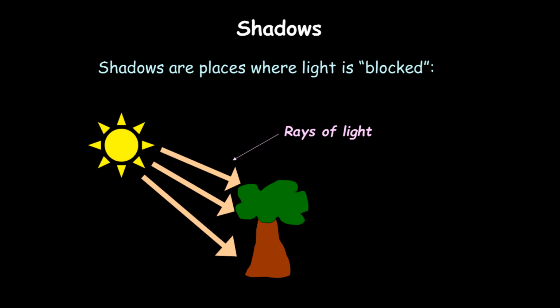Now come shadows. How are shadows formed? Definitely, shadows are formed where the light is blocked. As in the picture, there is a tree and the rays of sunlight are coming here. The light rays strike the tree and the tree blocks them further, so there will be a shadow of the tree.